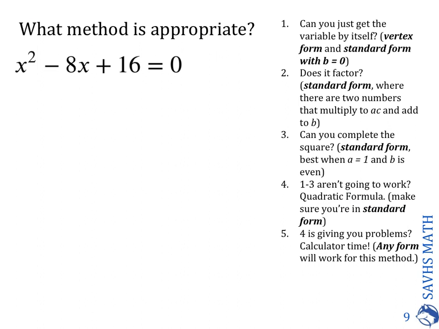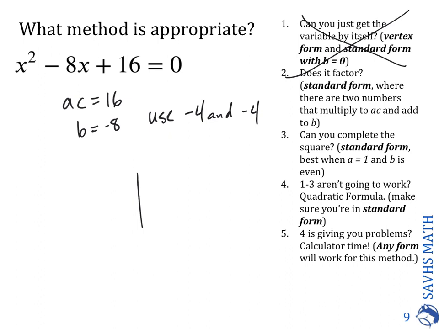Next one. Ooh, look, we have x's. Okay. Now, this one, let's see, where are we at? Can we just get our variable by itself? It does not look like it because b is not 0, so we can cross that off right away. Can we factor it? AC is 16, b is negative 8, which means we could use negative 4 and negative 4. So let's factor it. There's a nice box. Okay, so we're going to use factoring.